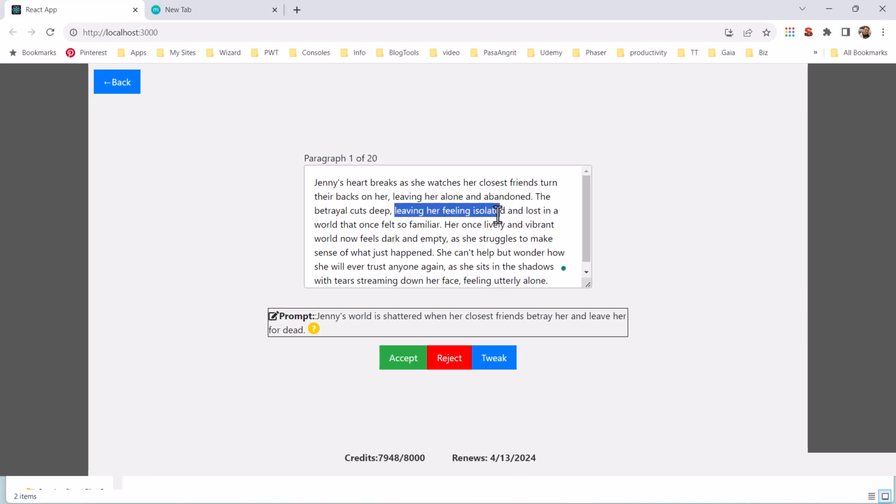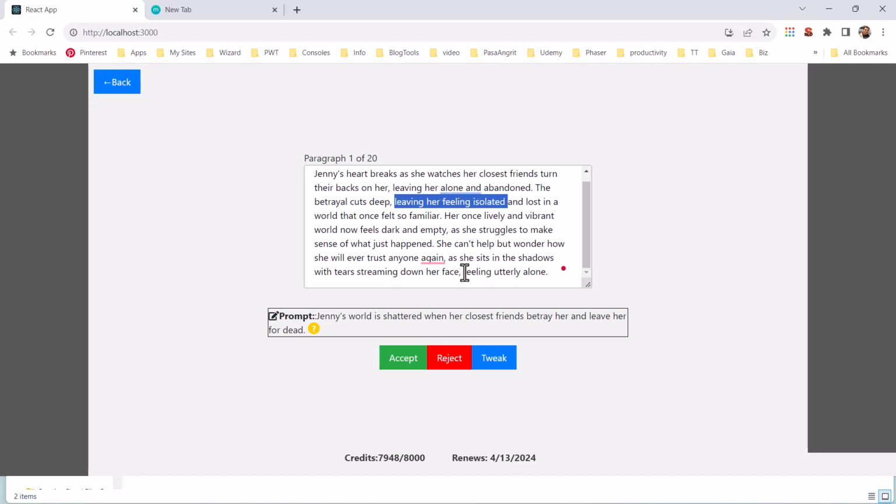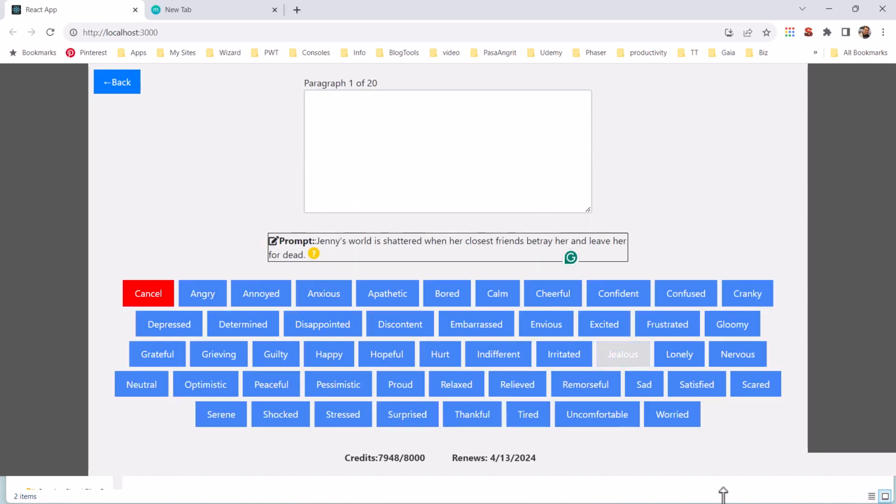Now, instead of the anger, our paragraph is showing the phrases, leaving her feeling isolated and lost in a world that once felt so familiar. This is a very tense situation and one that's not very happy.